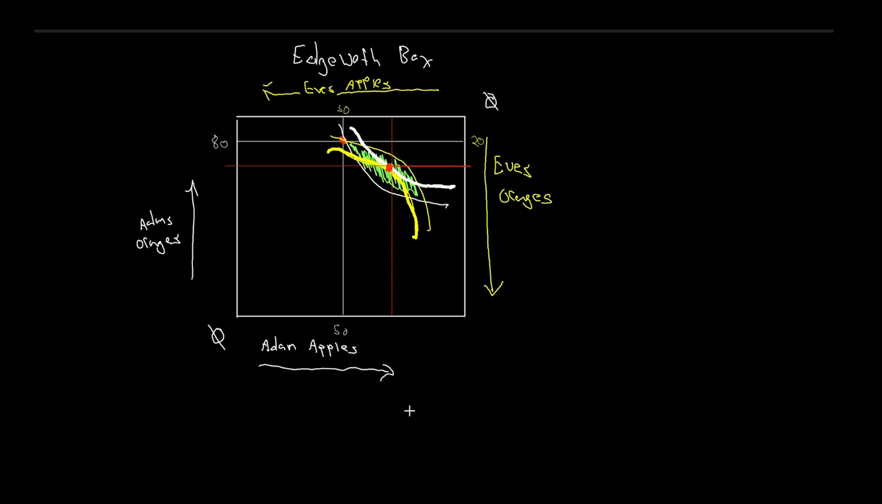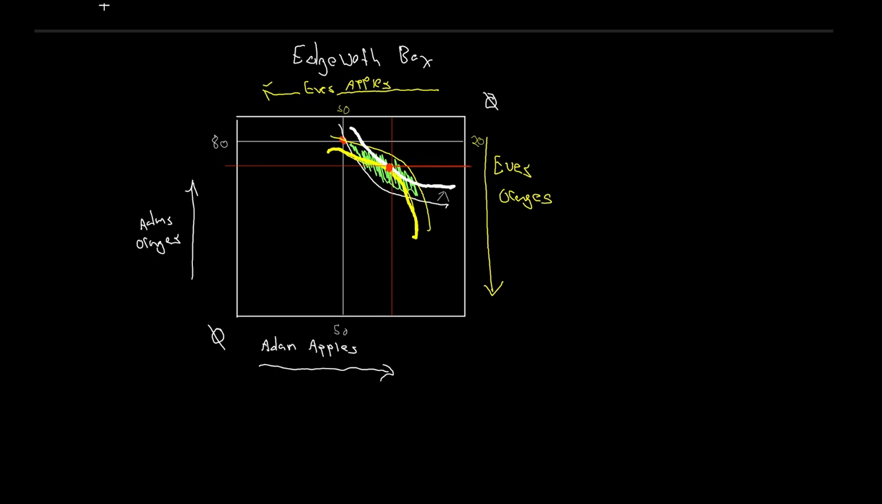And how are they better off? What's happening for them to be better off? Well, keep in mind, as Adam's indifference curves move up to the right, Adam is getting higher levels of utility. So in this case, Adam is trading away oranges that Adam has a lot of for apples, which Adam doesn't have very many of, comparatively speaking. So Adam is able to increase his total utility.